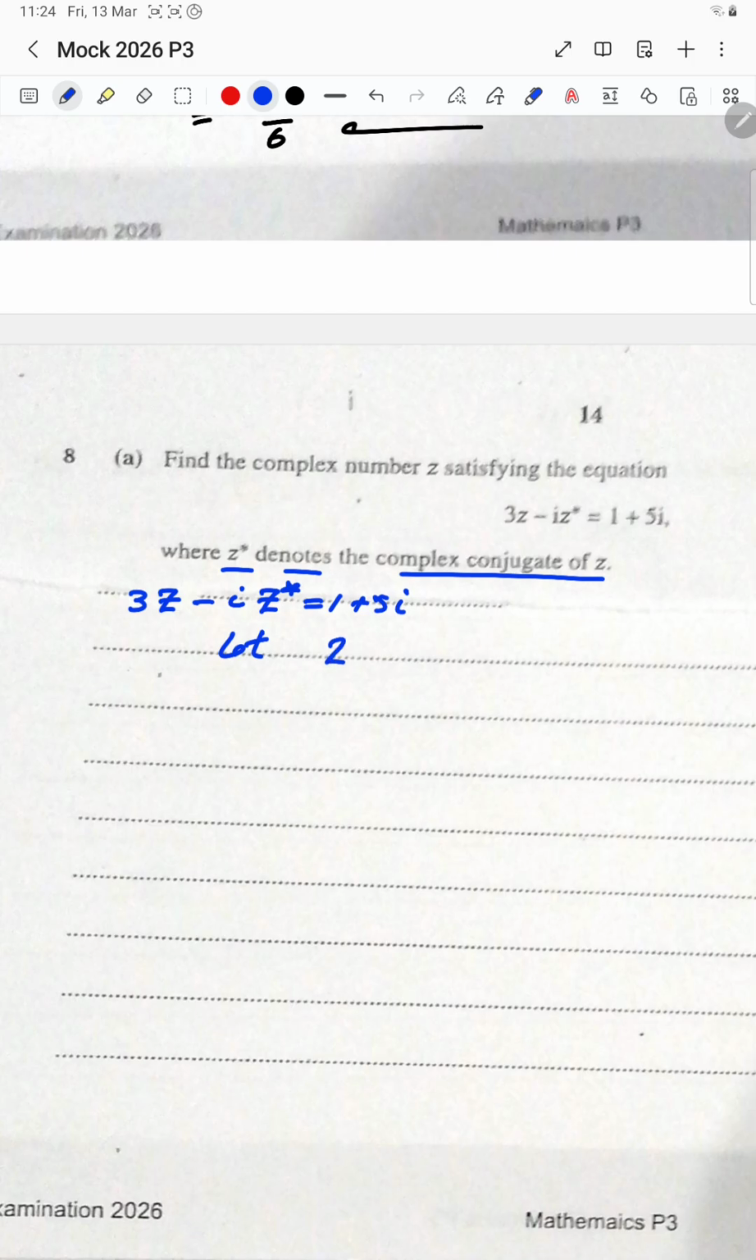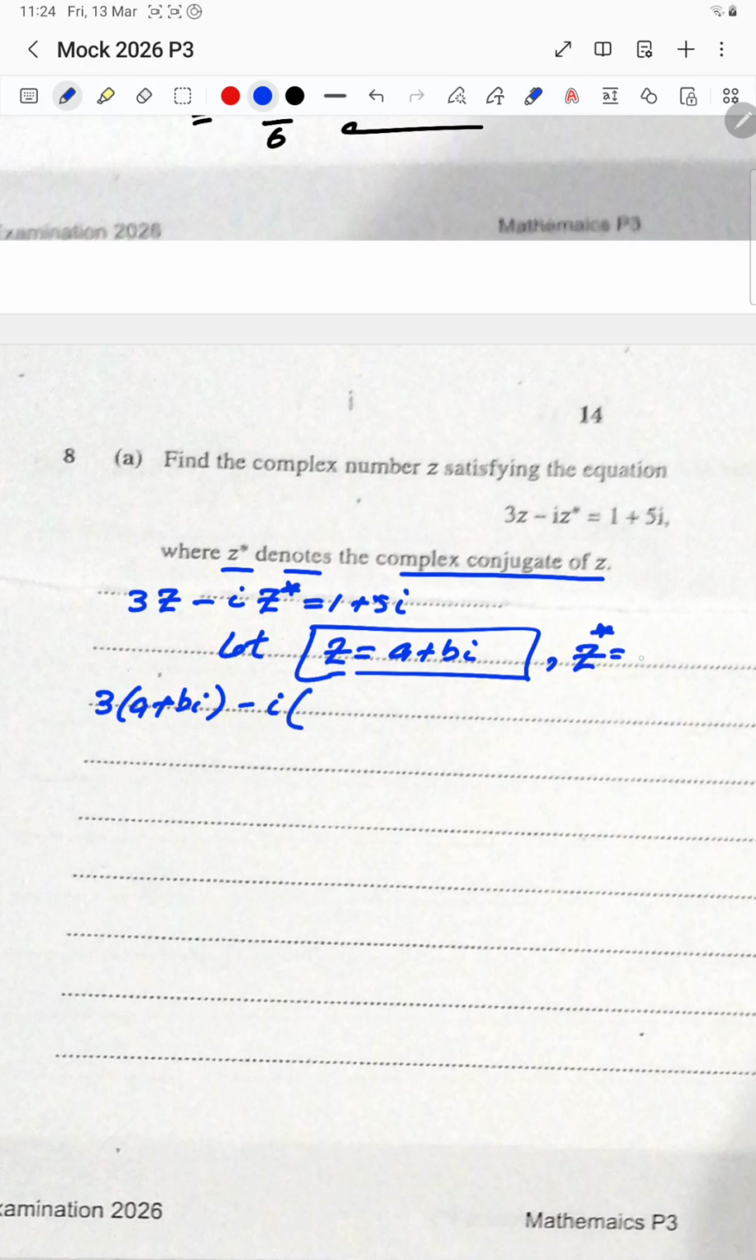Let z is equal to a plus bi. This is a complex number form. The a is the real part and b is the imaginary part, where a and b both are real. So 3 times a plus bi minus i times the conjugate of z. The conjugate is a minus bi; only we change the sign of the iota. If z is a plus bi, then its conjugate will be a minus bi, equal to 1 plus 5i.